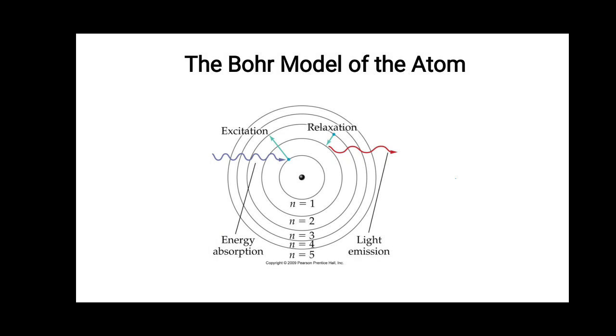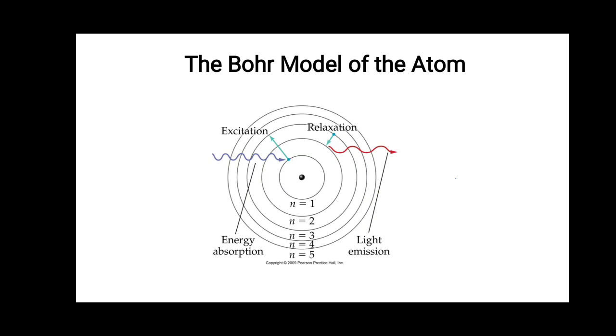See the Bohr model of an atom. The excited state is a temporary state, right? Hence, when the electron comes back to n1, see the energy levels shown in the figure: n equals 1, n equals 2, n equals 3, up to n equals 5. Here is the nucleus, with the first orbit, second orbit, third orbit and fourth or fifth orbit. Energy absorption, light emission, relaxation and excitation take place.